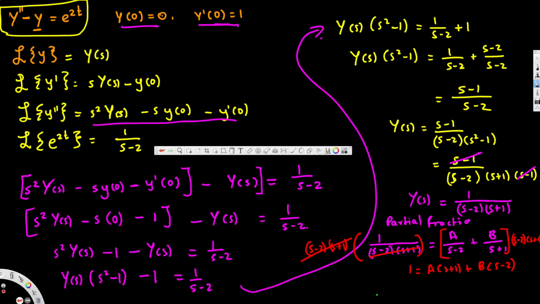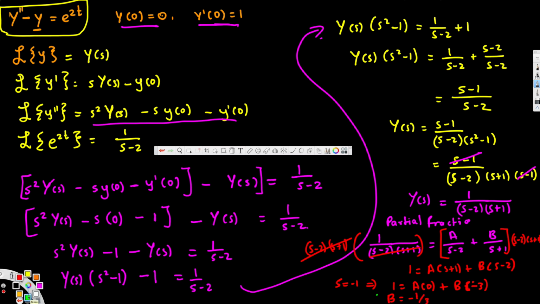So let's pick minus 1 for the first s. If I pick s equal to minus 1, then 1 is equal to A times 0, because minus 1 plus 1 is 0, and here we will have B times minus 3. So B is going to be negative 1 over 3.